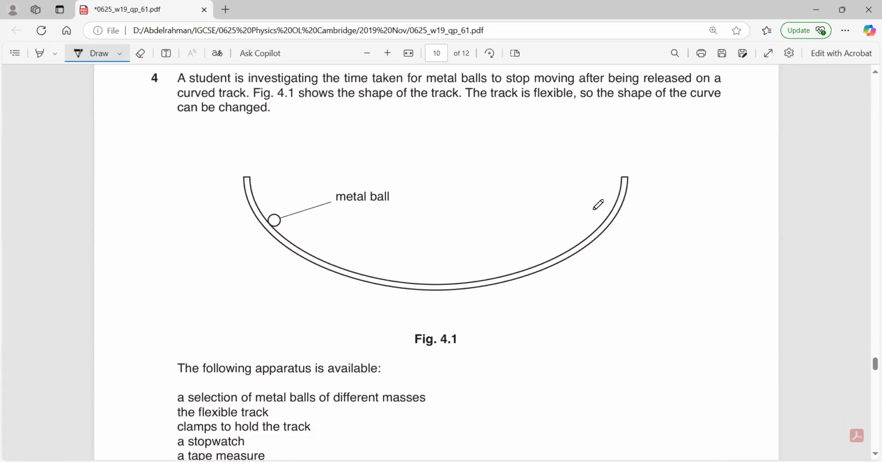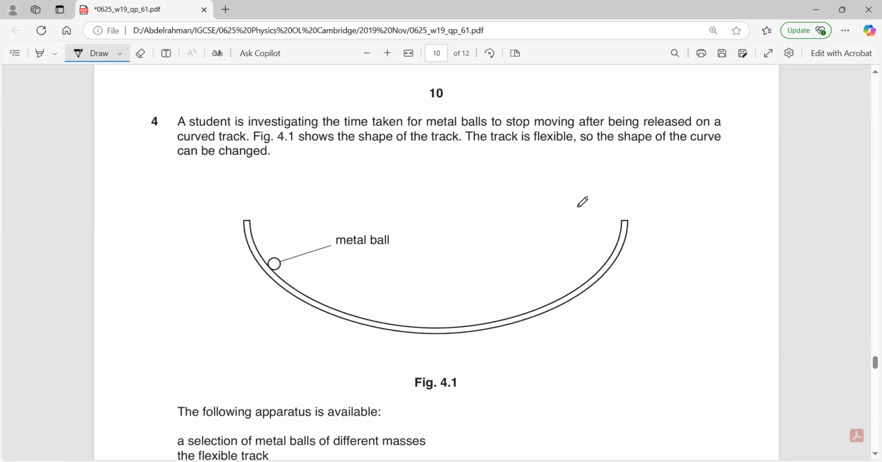Planning an experiment. A student is investigating the time taken for metal balls to stop moving after being released on a curved track. You have the metal ball, we will release it. You will release the ball on this curved track. Figure 4.1 shows the shape of the track. The track is flexible, so the shape of the curve can be changed. Can be changed, okay? You can change it.